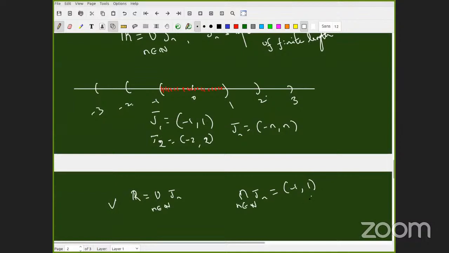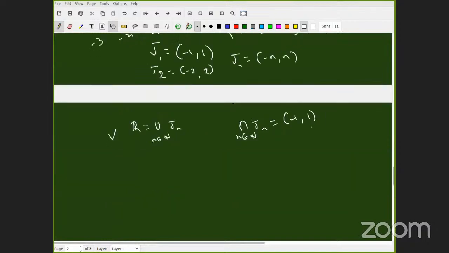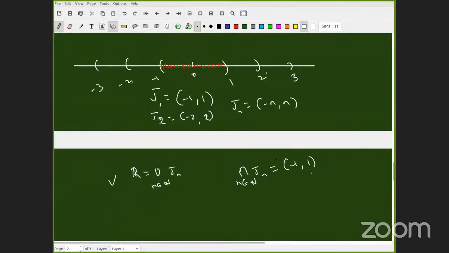Yes, sir. So do not say 0 for the intersection. We are working with sets, therefore the answer should be a set. It can't be a real number. Very good. Okay, let's finish this proof.